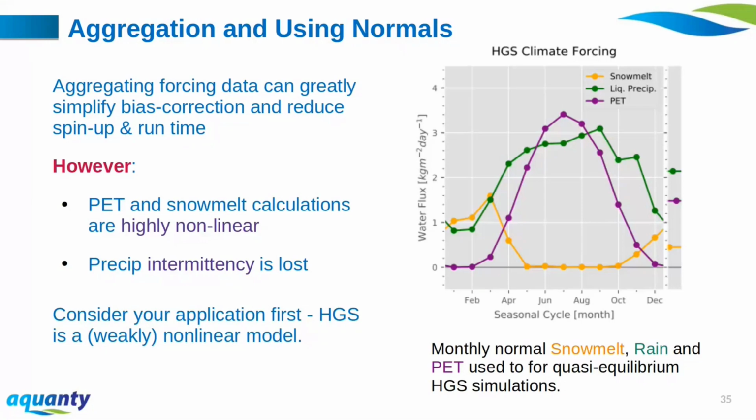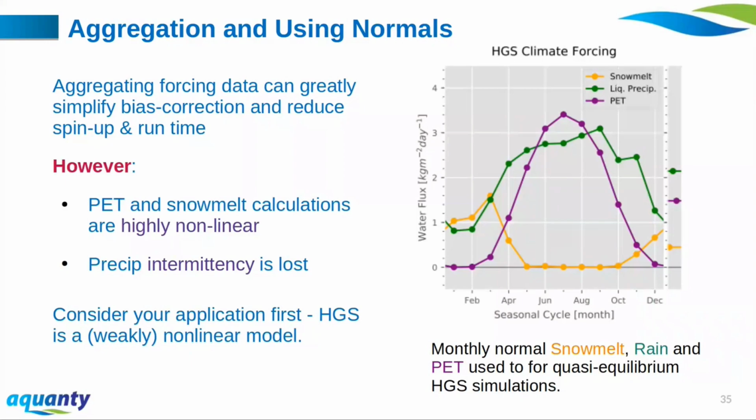One thing is PET and also snowmelt are highly nonlinear. So computing that from averaged values is not recommended. So you should compute PET and snowmelt from daily or even sub-daily climate model output and then average it afterwards, or use the climate model output directly, which is what we did here.